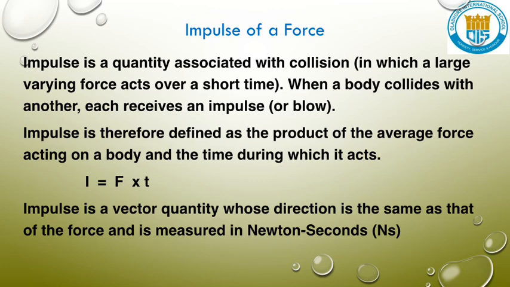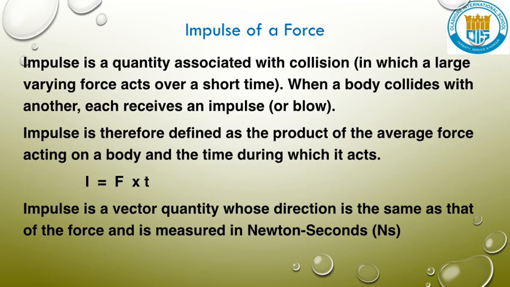What exactly do we mean by impulse? Impulse is a quantity that is associated with collision. When collision occurs, that means when two bodies, two objects or more collide with each other, what actually happens then is that they exert a force, a large force on each other, but for a very short time.